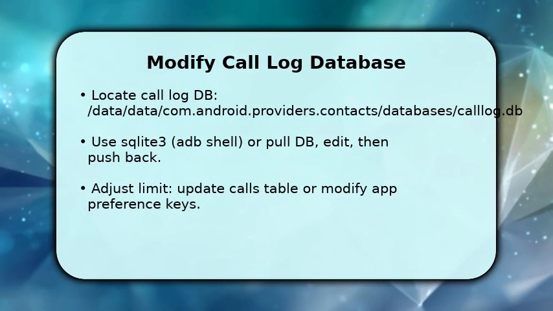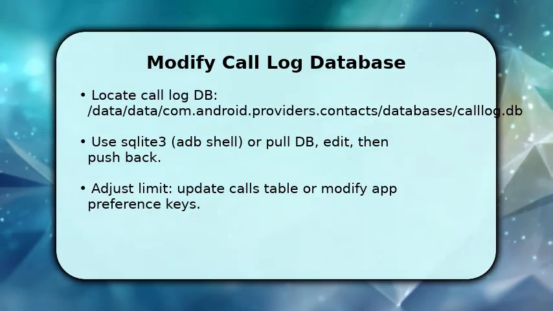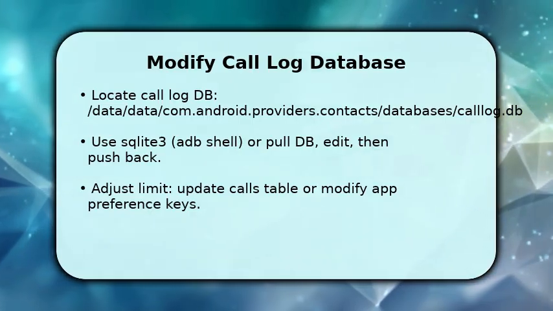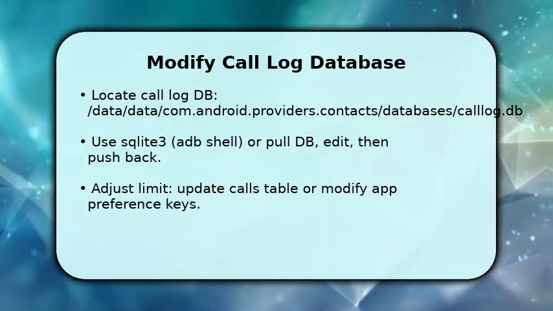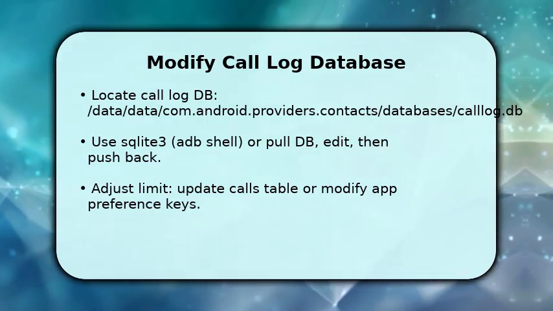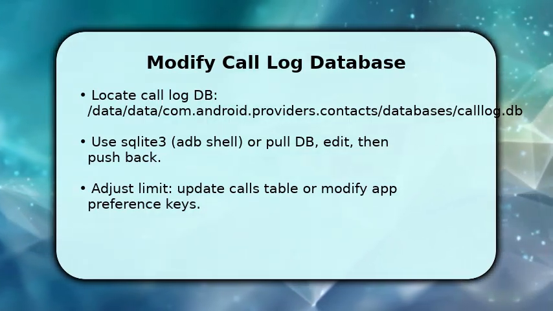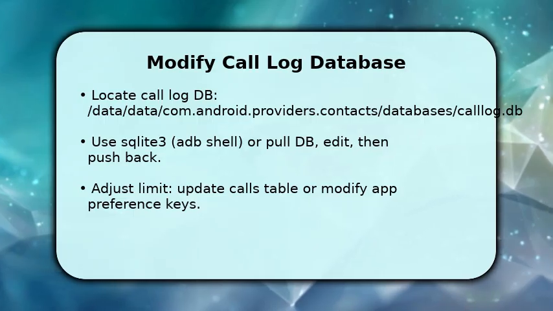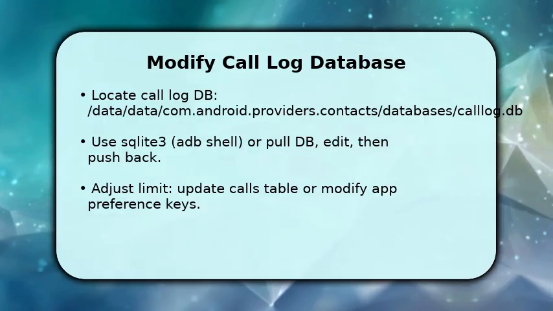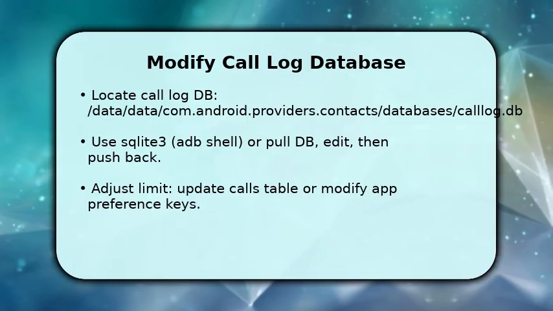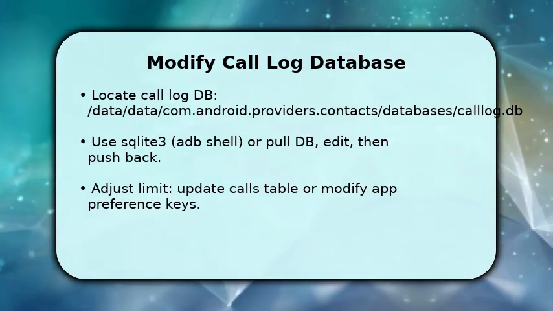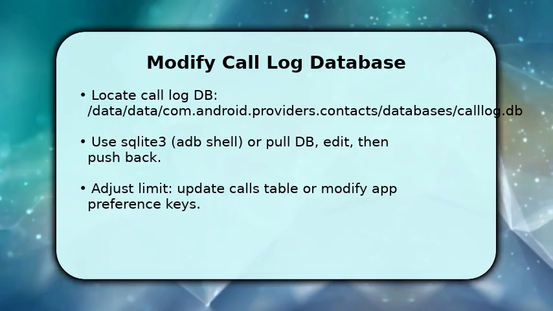You will now access the call log database and change the storage limit. This is the core step. Using an ADB shell with SQLite3, open the call log DB in /data/data/com.android.providers.contacts/databases. You may need root. Alternatively, pull the DB, edit locally with a SQLite editor, then push back and set correct permissions.